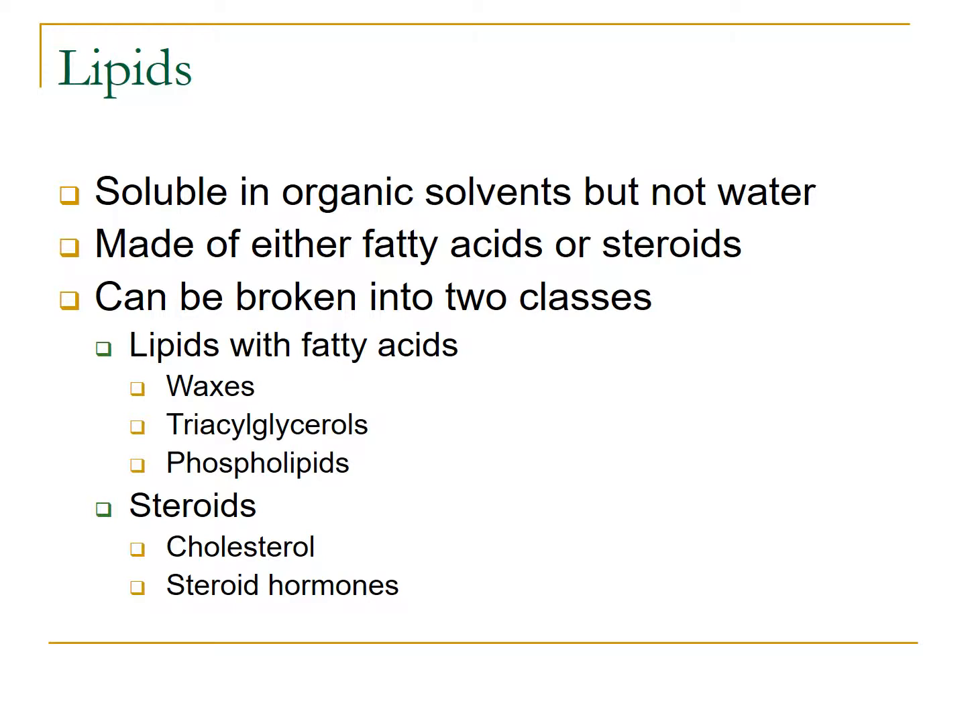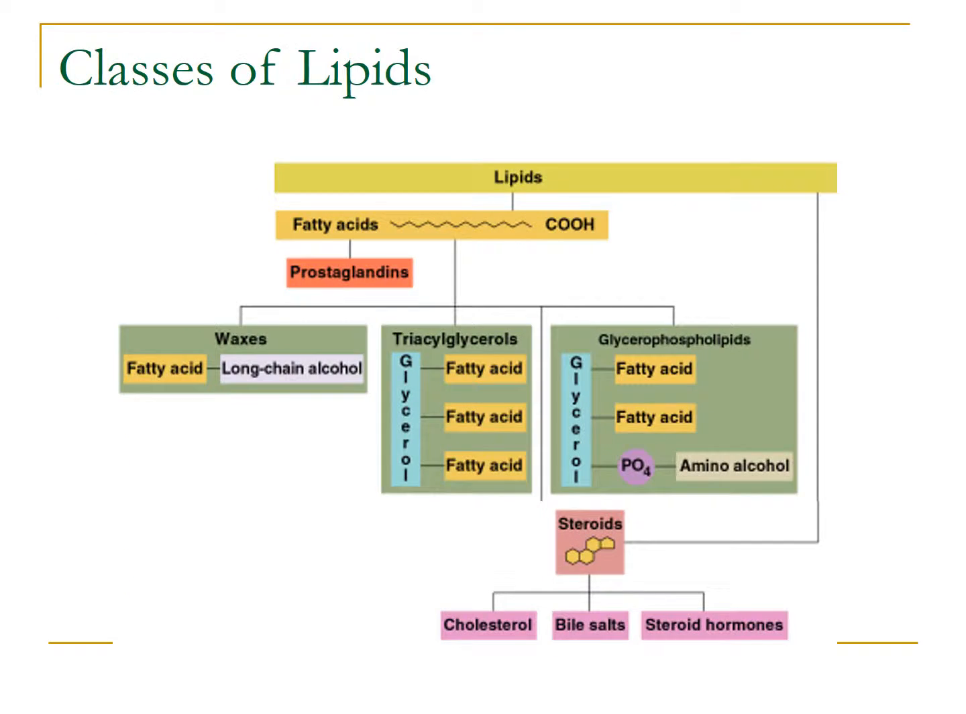So this allows us to break lipids down into two major classes: the lipids that have fatty acids, which include the waxes, the triacylglycerols, and the phospholipids, and the lipids that are in the steroid class, which include cholesterol and also the steroid hormones. So this flowchart shows the two classes of lipids.